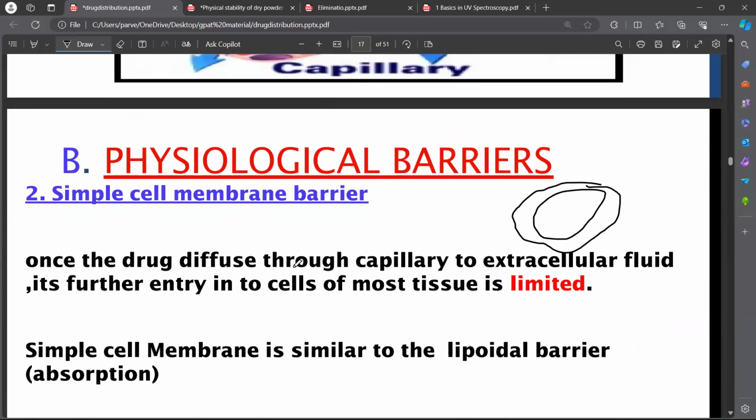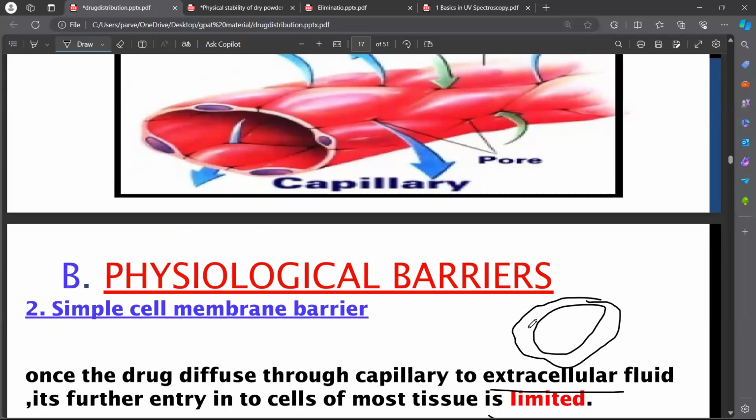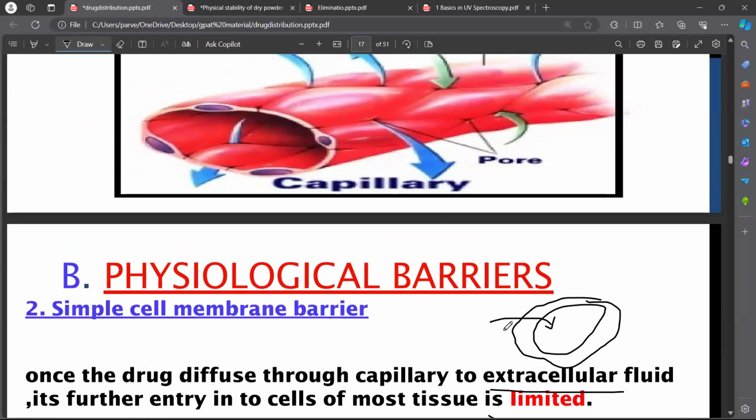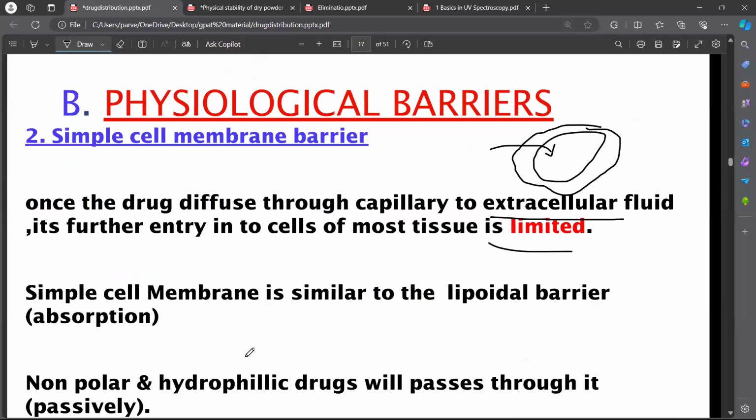Once the drug diffuses through the capillary to the extracellular fluid, which I mentioned is the fluid present outside the cell, further entry into the cell is limited, because this barrier is mainly lipophilic in nature, and only lipophilic drugs can permeate through the cell membrane barrier. It is not an inherent property of every drug. So a hydrophilic drug, in order to cross that cell membrane, has to utilize another transportation mechanism.